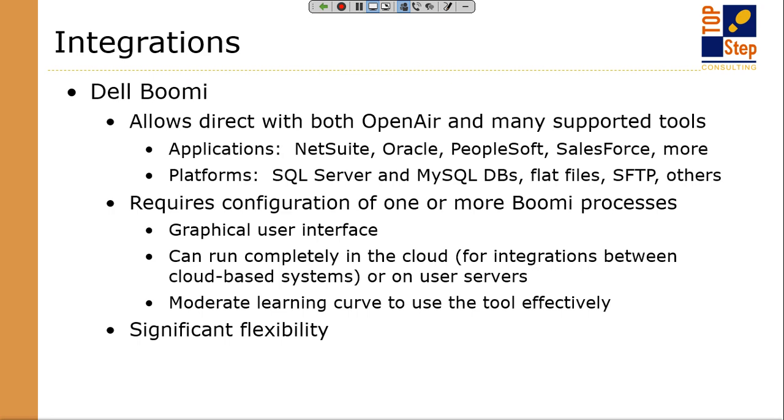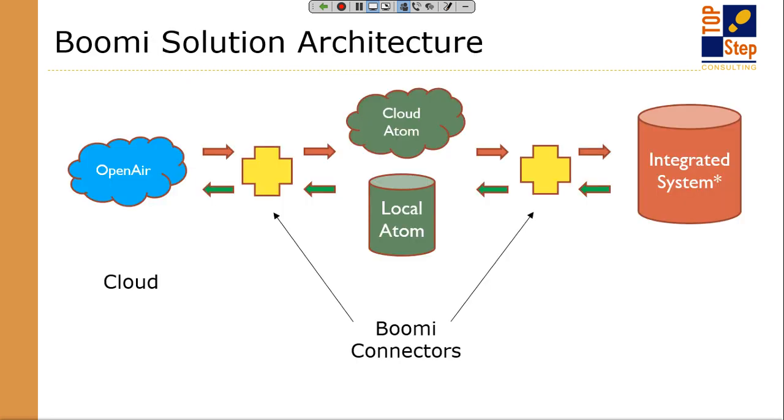And then again, a little bit of an architecture on Boomi. With OpenAir, it starts in the cloud, and then it uses a Boomi connector to connect to an atom, either a cloud atom or a local atom, depending on what you're integrating with on the other end. And then another connector to connect to whatever system you're integrating with. So a Salesforce system would go from OpenAir through an OpenAir connector into a cloud atom, into a Salesforce connector, and into Salesforce, as an example.